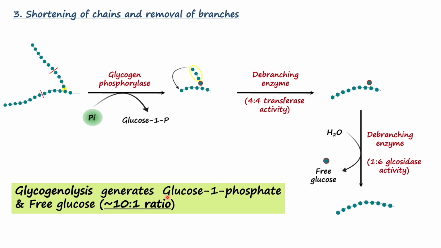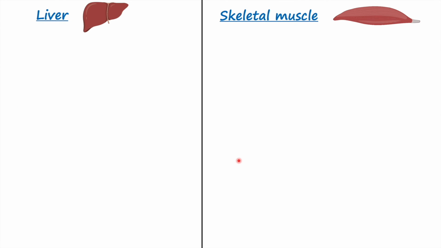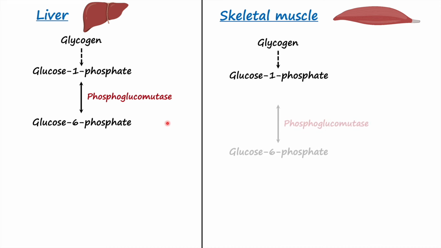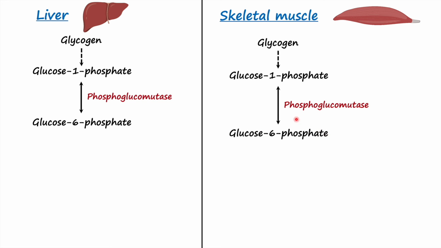So I just want to quickly talk about what happens to glucose 1 phosphate once the glycogen is broken down in liver and skeletal muscle. Here we have liver and skeletal muscle, and this is the glycogen in both, which is then broken down with subsequent steps into glucose 1 phosphate. In liver, glucose 1 phosphate is isomerized into glucose 6 phosphate with the help of phosphoglucomutase, and this is a reversible reaction. It is no different in skeletal muscle, where glucose 1 phosphate is isomerized into glucose 6 phosphate with the help of the phosphoglucomutase enzyme.